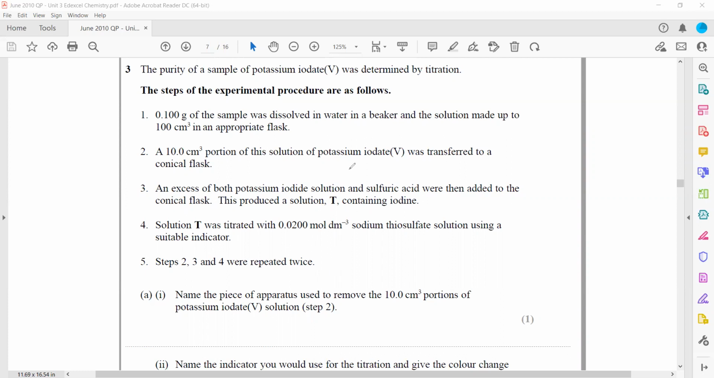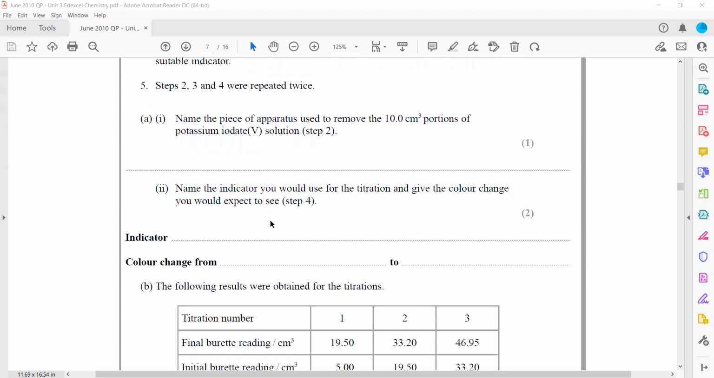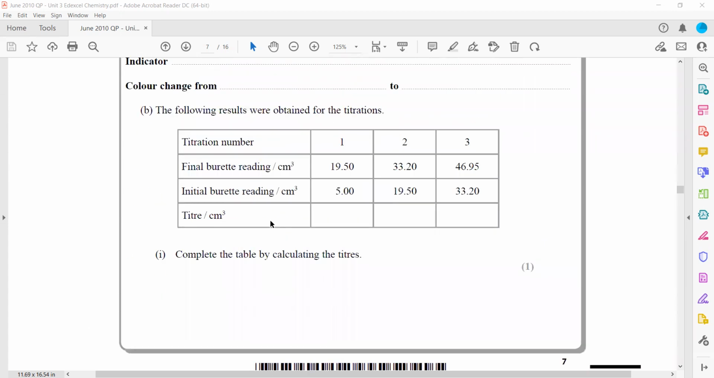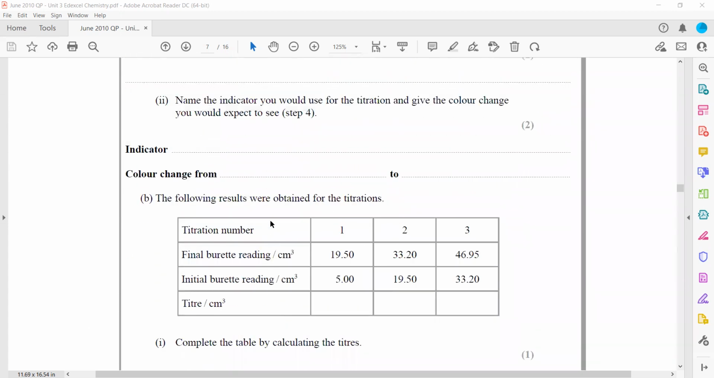Name a piece of apparatus which is used to remove a 10 cm cube portion. So when we want to remove a fixed amount like 10 cm cube or 25 cm cube, in that case we need a pipette. The pipette is the most appropriate apparatus because it is 10.0, which means we want to remove accurately. And we can have different sizes of pipettes. Small pipettes can measure 10 and large pipettes can measure 25.